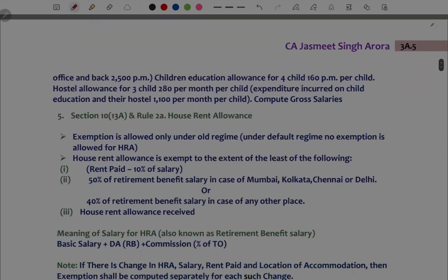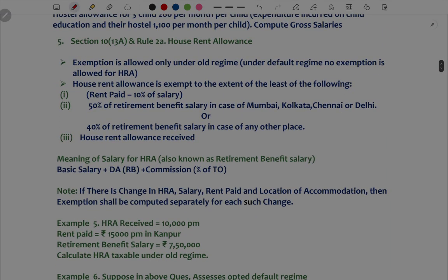Then we would be going for HRA. For HRA, exemption is only again under the old regime. HRA means rent paid minus 10% of the salary, 50% of retirement benefit salary, or 40% of retirement benefit salary in case of any place other than metro cities, or HRA received.